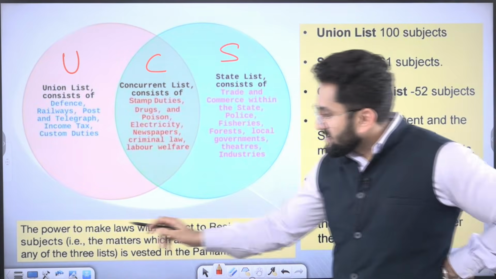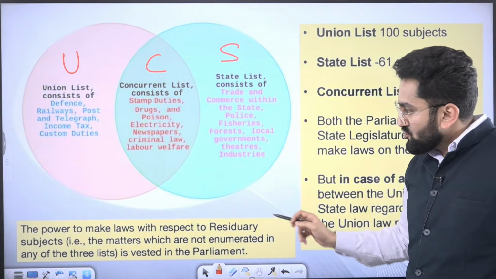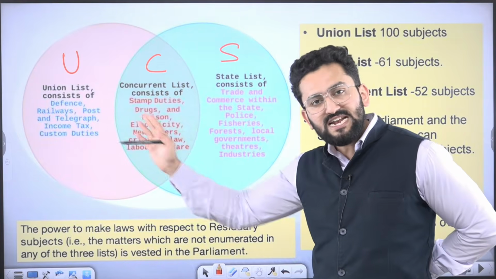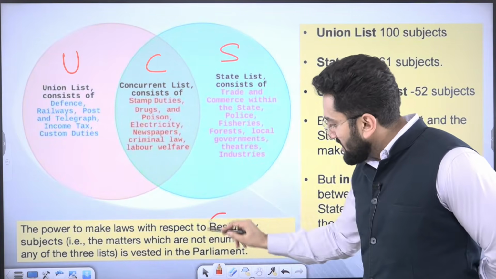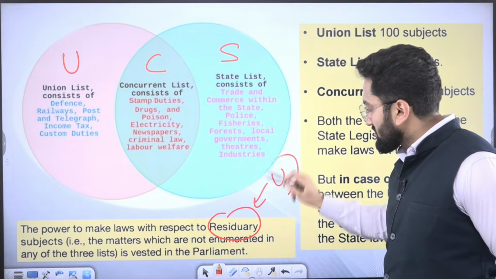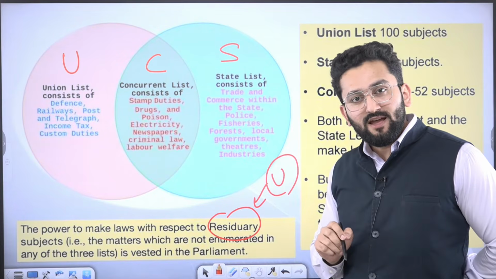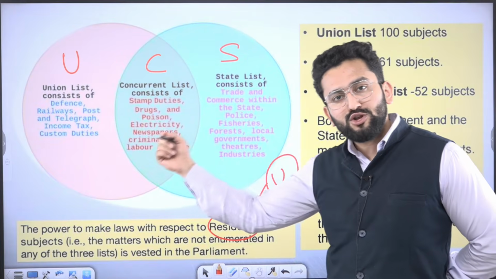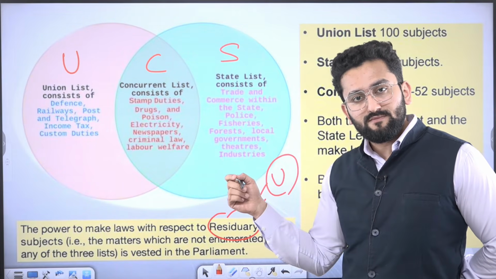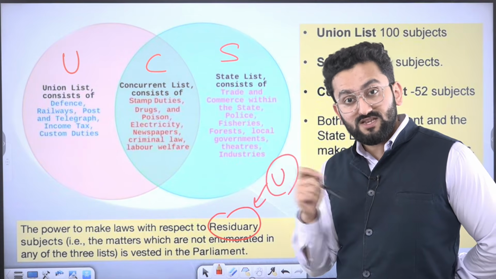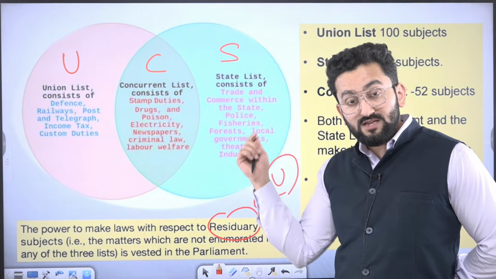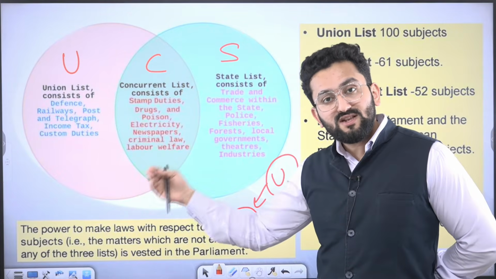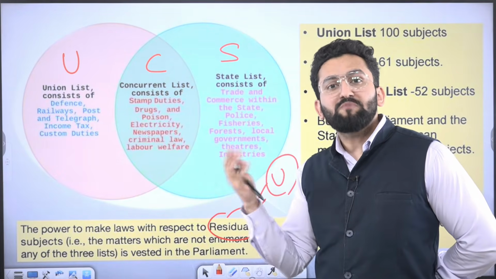Now, the power to make laws with respect to residuary subjects. What are residuary subjects? Those subjects which are not mentioned in any of these lists. In this case, the power will come to the union. Okay. In case of the concurrent list, if a law is made by both union and state, what is going to happen then? If there is repugnancy, meaning union and state law come into conflict, then the law made by the union is considered superior.